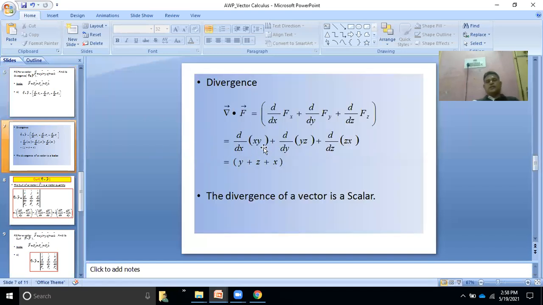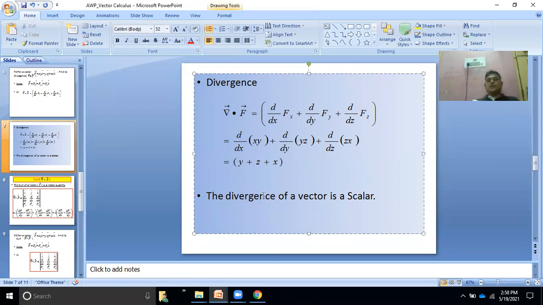Now d by dx of xy. Here y is a constant, right? You can bring it out. d by dx of x is 1. Therefore, y plus d by dy of yz. With respect to y, you have to differentiate. Therefore, it is z. Similarly, zx with respect to z. Therefore, d by dz of z is 1. Therefore, x. So y plus z plus x is the divergence.